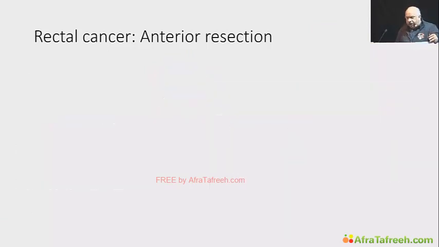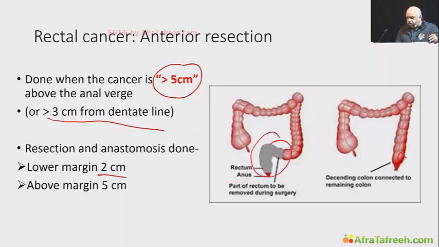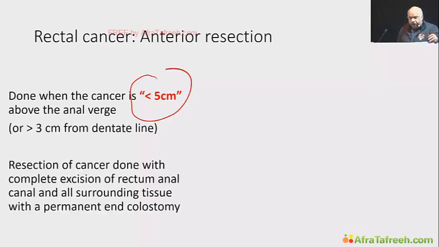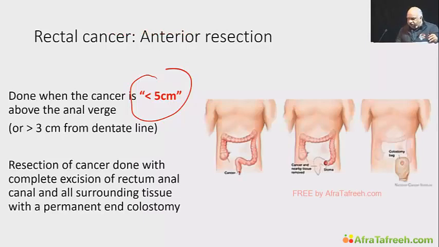While APR, like here, you cut this area. APR is done when the cancer is within 5 centimeter from anal verge or within 3 centimeter from dentate line. And here you excise the whole area and do a colostomy. No anastomosis.